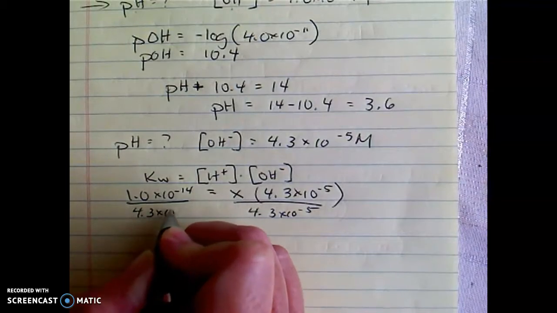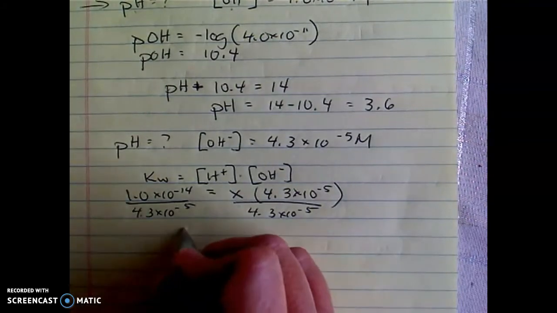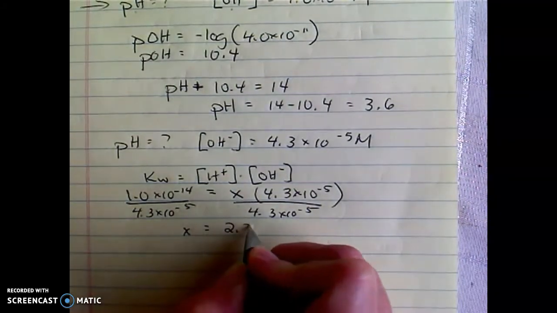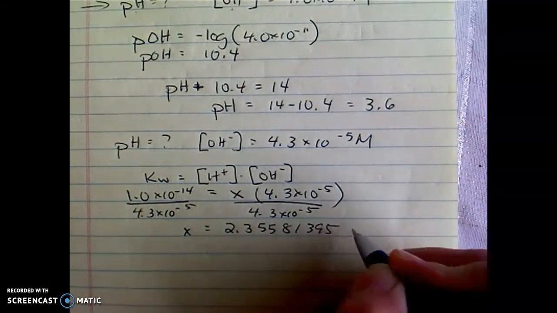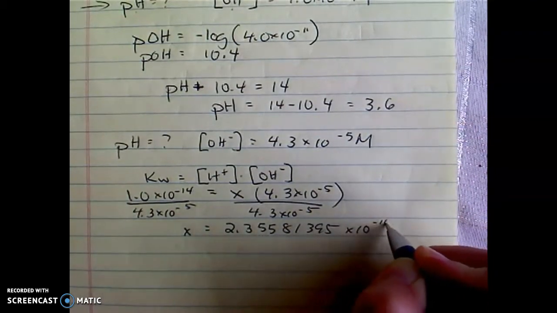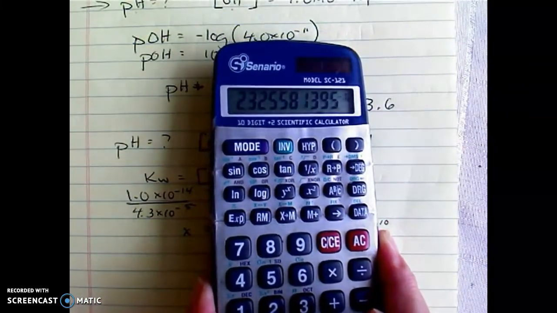4.3 times 10 to the negative fifth. So again, put that into your calculator. Make sure you're using your exponent button. So one special button: e to the negative 14th divided by 4.3 e to the negative 5. Okay, and that's telling me my x is 2.3558139535 times 10 to the negative 10. So it's giving me all of that on my paper.